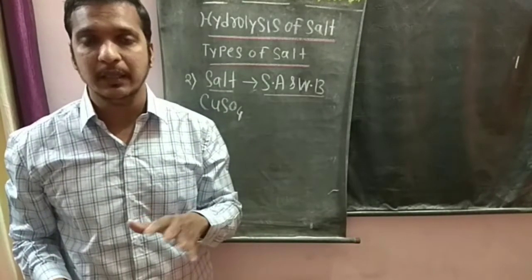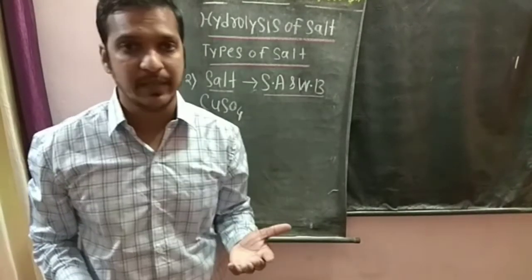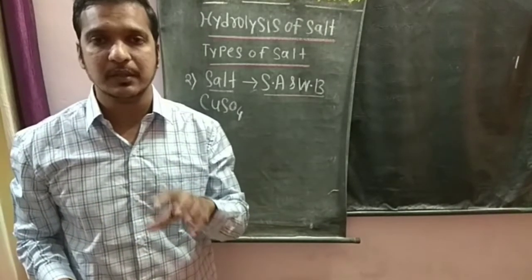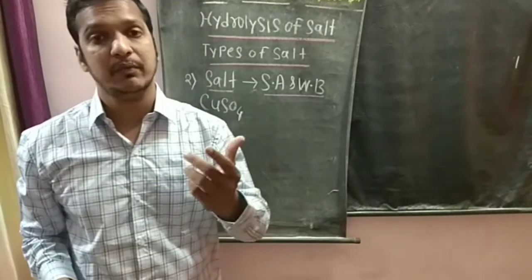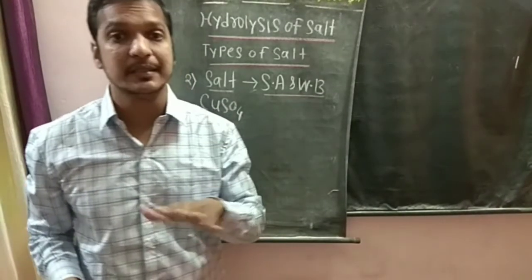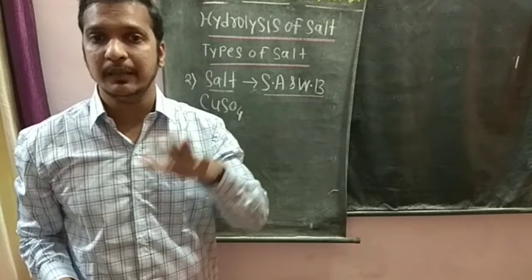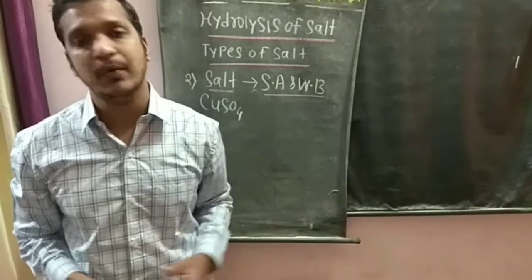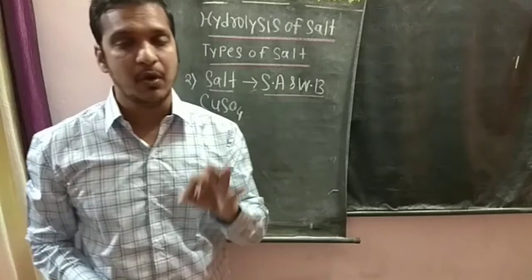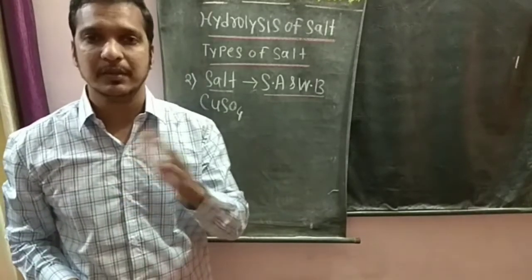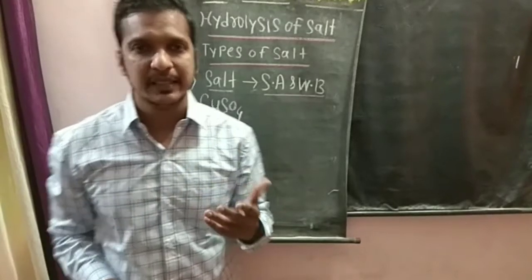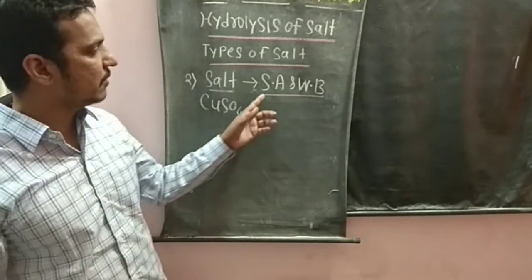So the equality between the concentration of H3O+ and OH- is not disturbed. Means the concentration of H+ and OH-, or H3O+ and OH-, is the same. The equality between concentration of H3O+ and OH- is not disturbed. That is why the solution of strong acid and strong base, or the salt of strong acid and strong base, is a neutral one.